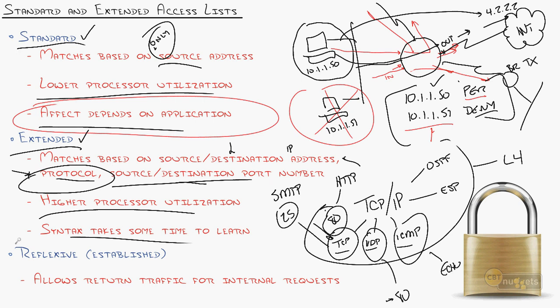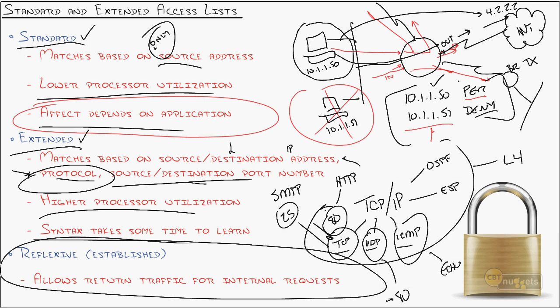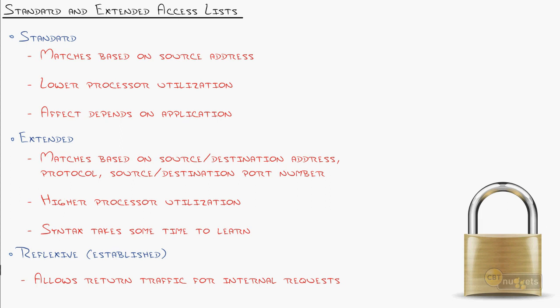Last one is something called a reflexive access list. We may talk about this one. What this does is allow return traffic for internal requests. Here's what that means. Sometimes when people first think and learn about access lists, they go a little bit crazy because they're like, okay, I want to make sure that my network is secure. So I am going to deny everything from the internet because there's all kinds of mean people out there. We want to block them all. I keep them out of my network.